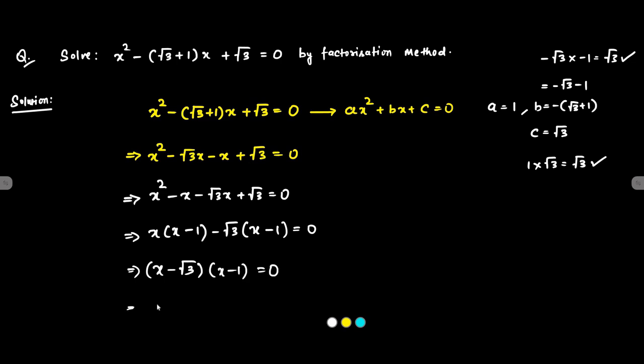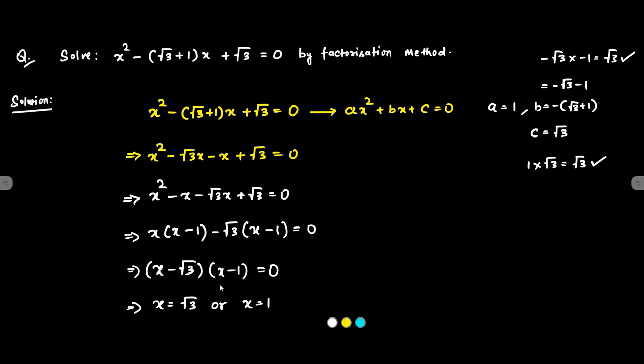That implies x can be equal to root 3 or x can be equal to 1, because either of them can be 0. When x minus root 3 is 0, x is equal to root 3. When x minus 1 is equal to 0, x is equal to 1.